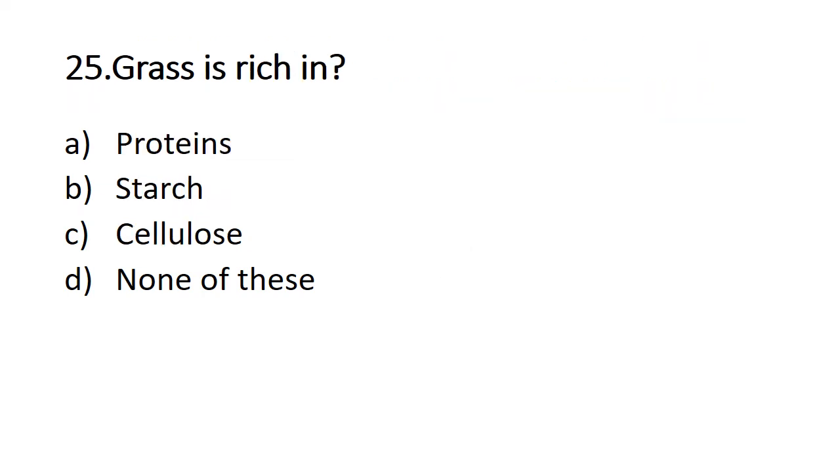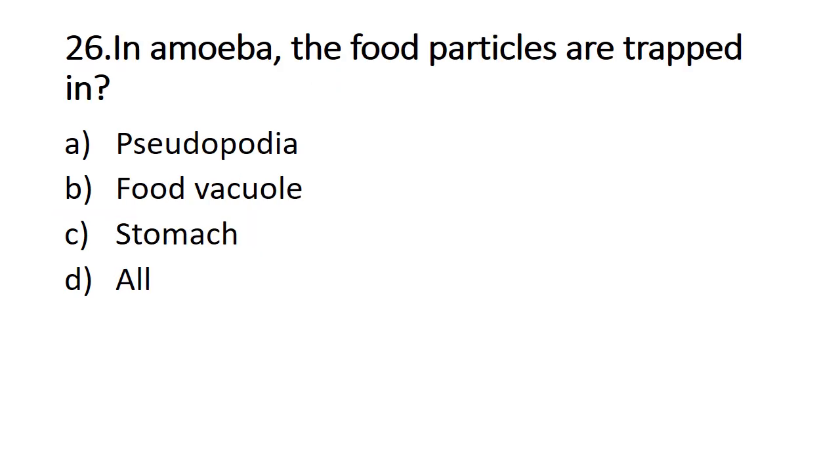Grass is rich in, this also I have explained to you. A. Proteins, B. Starch, C. Cellulose, or D. None of these. So, the correct answer is option C. Cellulose. Grass is rich in cellulose, but humans cannot digest it. Let's move on to the next question.